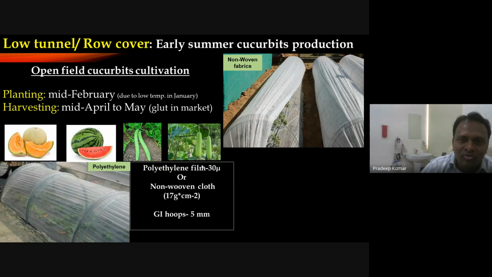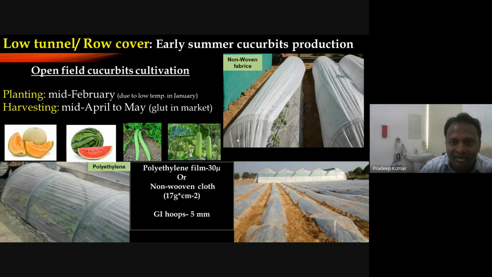This is a boon for some of the desert areas, starting from Bikaner, Hanumangarh, and then Ganganagar, where thousands of hectares are under low tunnel or low cover technology, and they are earning a lot, because normally the cucurbits are flooded in May, June. But using this small intervention, harvesting is advanced by 30 to 45 days. So the return is increased by 100 to 150%, almost double.